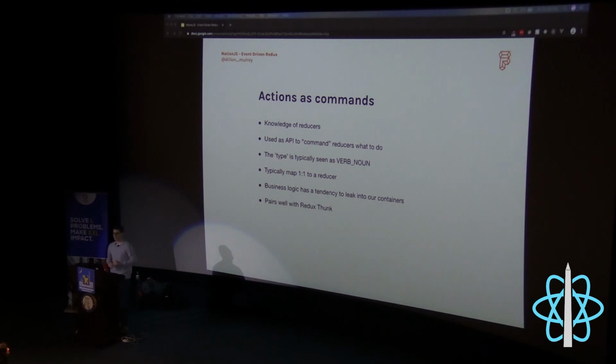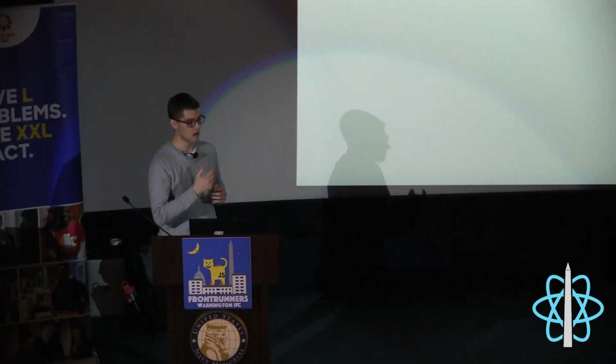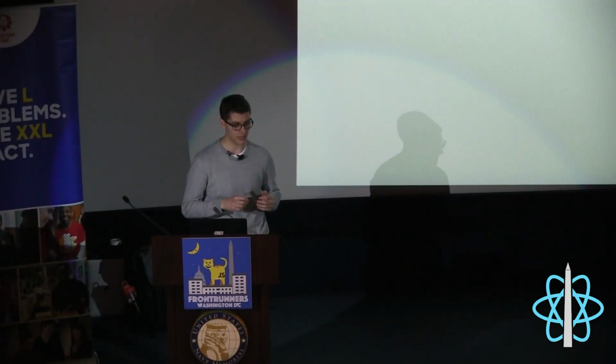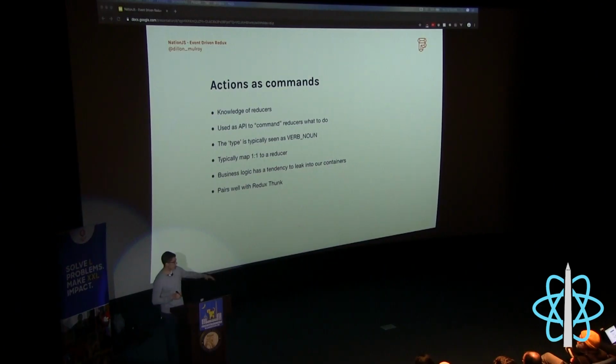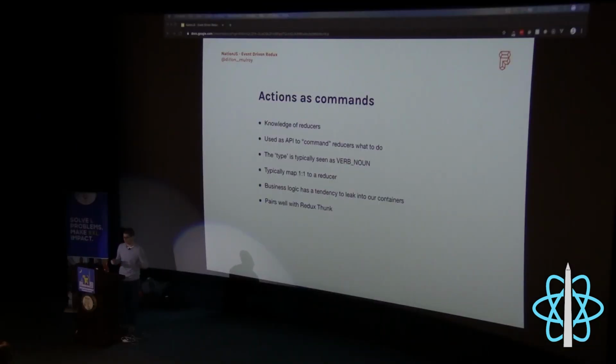So the first way, and this is definitely the more common way, like pretty much any blog post or tutorial you follow, you're going to see actions treated as commands. In this paradigm, our actions have knowledge of the reducers, and they're typically our reducer's API on how to interact with state, right? Where our actions tell a reducer what to do. The type is typically seen as verb noun, like set logged in user or set selected song or open modal or something like that. And they typically map directly one action to one state mutation in a reducer.